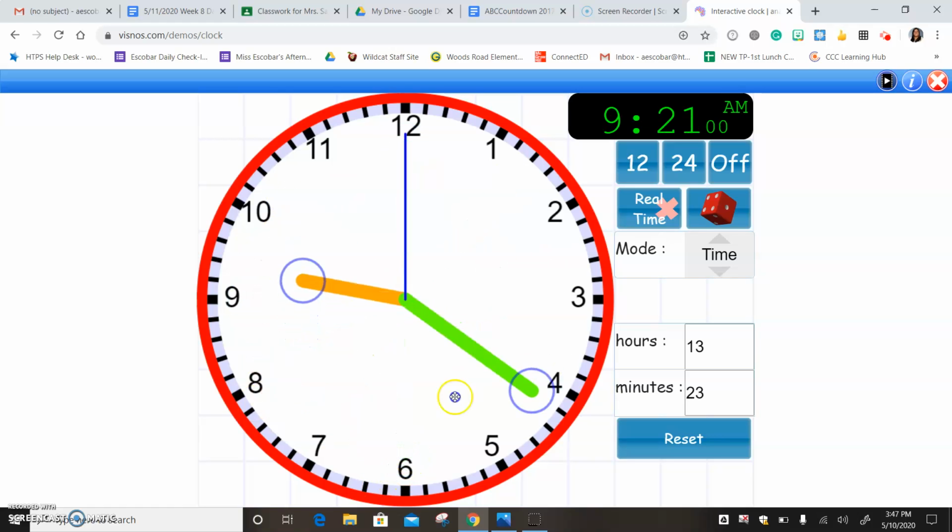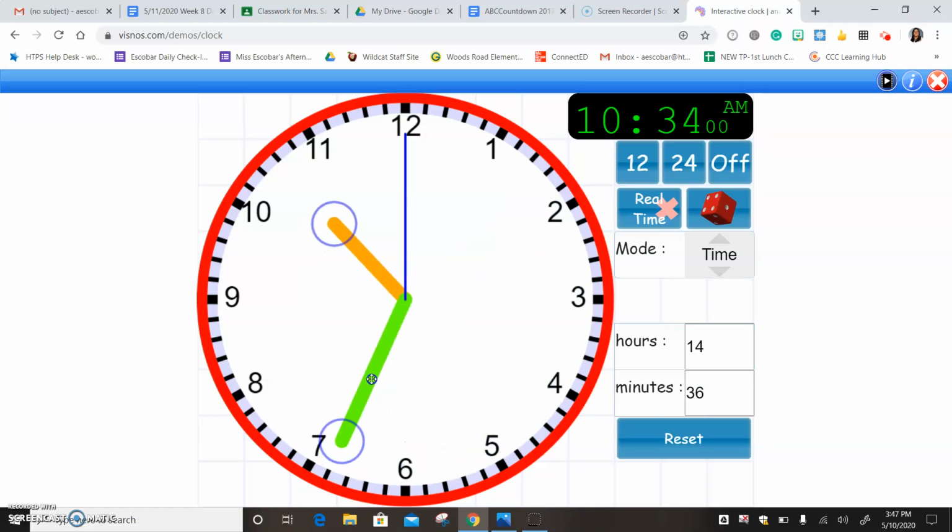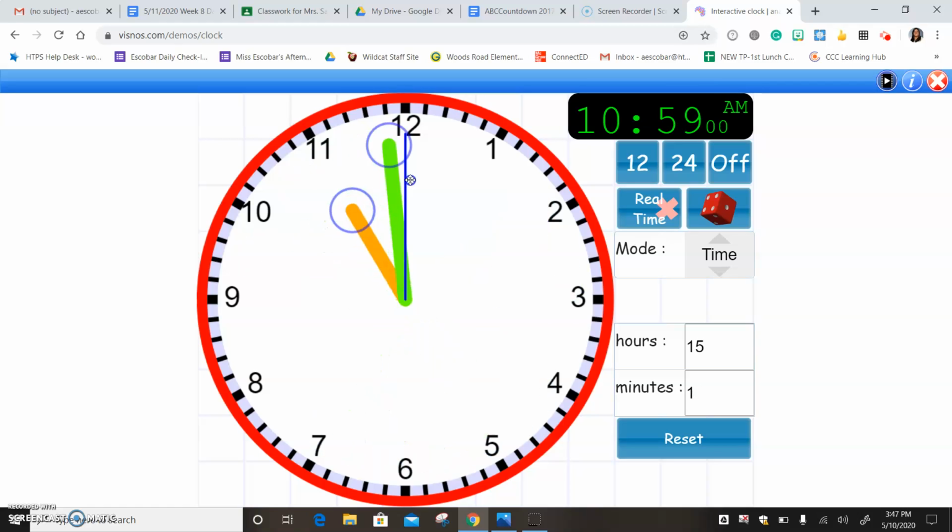Let's do another one. What time is it? You're right. It's 11 o'clock because the minute hand is pointing at the 12 and the hour hand is pointing exactly at the 11.